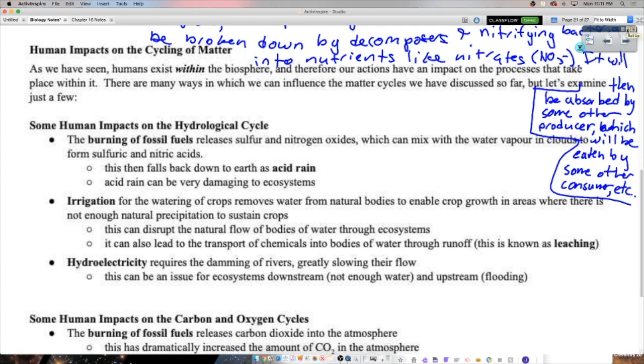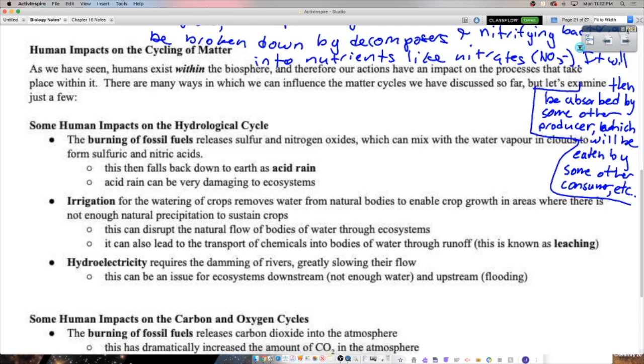Let's just take a big, broad view. There are tons of ways we could do a whole class on human impacts on ecosystems, obviously, right? But we're just going to look really quickly at some human impacts on the cycling of matter. Even that is going to be pretty superficial. We could go into way more depth on this, but we're just going to touch on it in a few ways here.